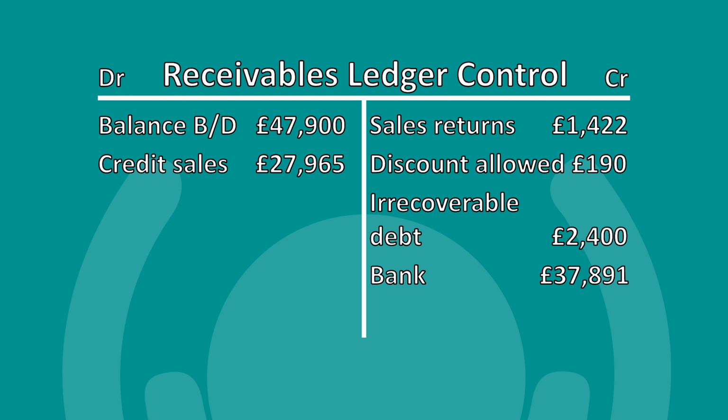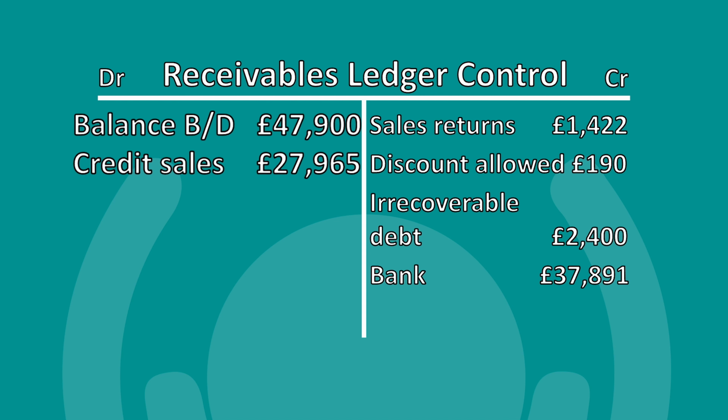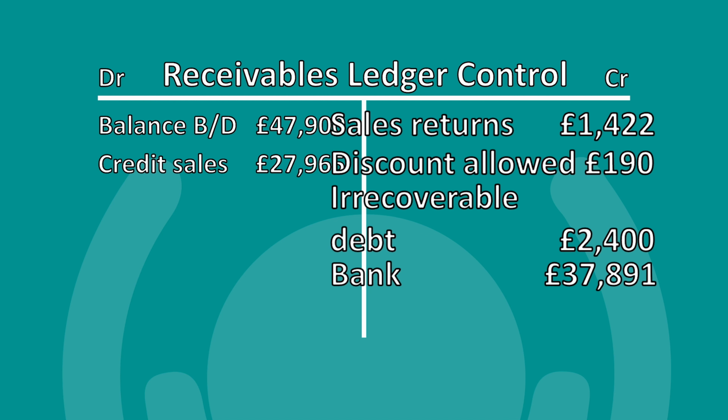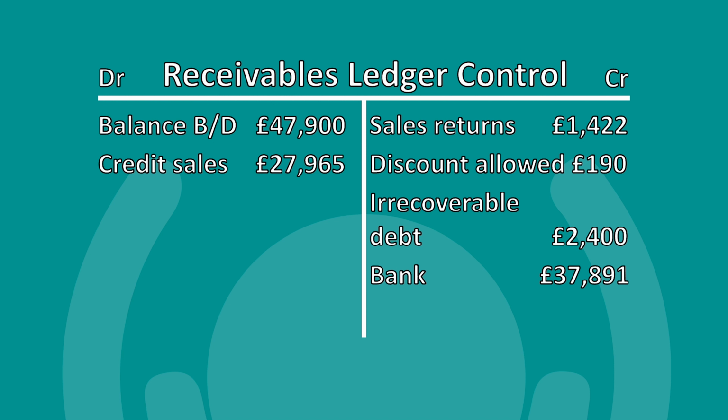The final step would be to balance off the account at the end of the month and enter this as the balance carried down. To do this, we add up our debit entries, which come to 75,865. We then add up the credit entries, which come to 41,903. Find the difference between the two sides, which is 33,962. Now we can enter this in as our balance carried down on the lower side, which in this case will be the credit side of the account. Remember, this will be your opening balance, i.e. the balance brought down, at the start of the next month.